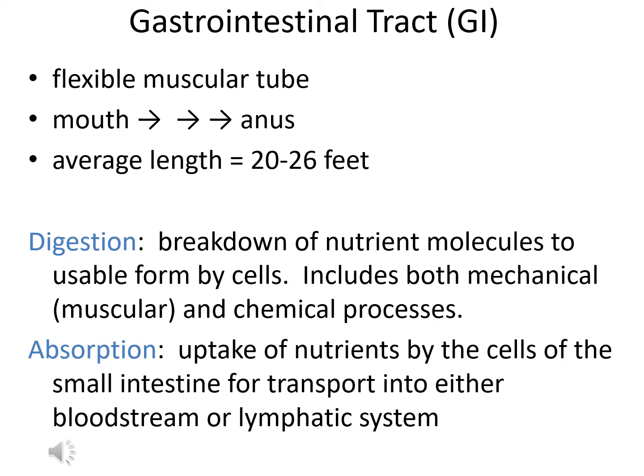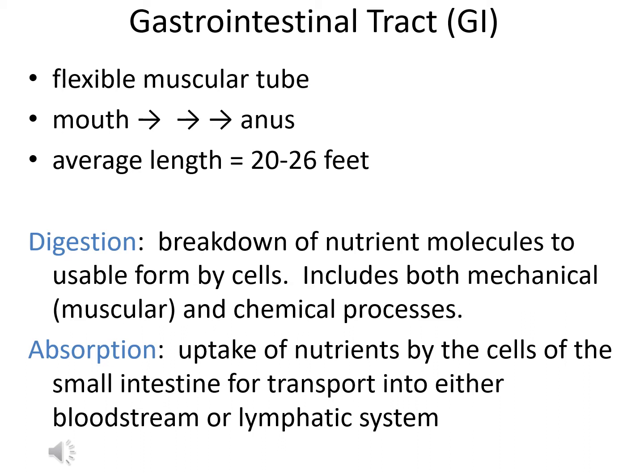tract. So let's take a look at our GI tract itself, also referred to as the digestive tract. On average, it's about 20 to 26 feet in length, and it's going to vary depending on the individual. And it encompasses everything from the entry point, which is the mouth, to the exit point, which is the anus.